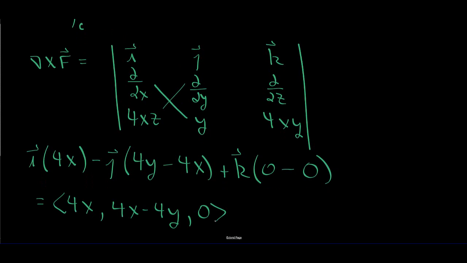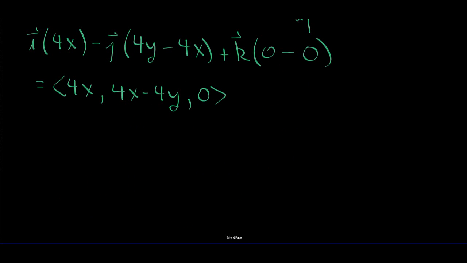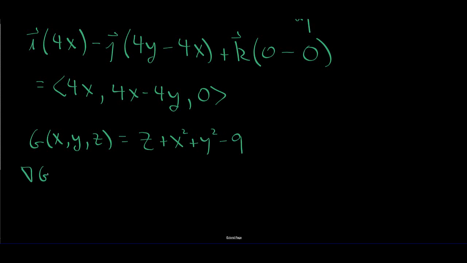Now we need the normal vector. So let's see about getting that. Remember, g of x, y, z, I think we said z was equal to 9 minus x squared minus y squared. So this is going to be z plus x squared plus y squared minus 9. And then we get the gradient. We're going to get the partial with respect to x, which is 2x, the partial with respect to y, 2y, and then 1. So there's our gradient.